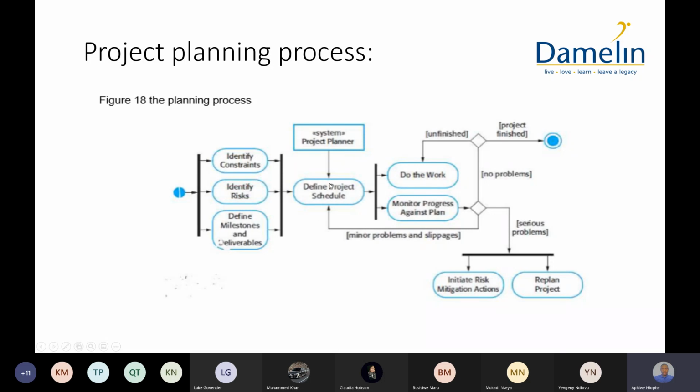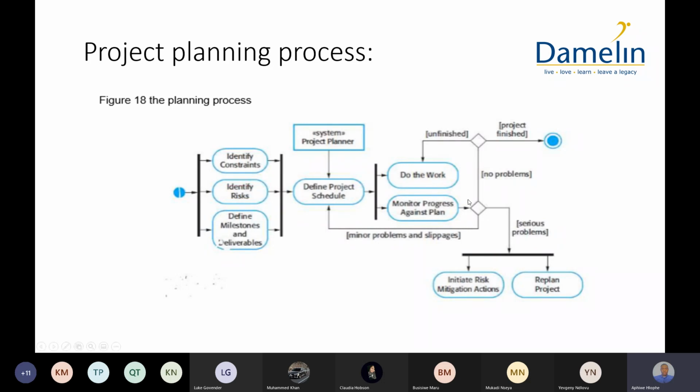Once your schedule is defined, and your schedule simply states, very specifically in terms of the date and number of days, by which time a particular deliverable or milestone must be delivered. Then you do the work, but at the same time, while you're doing the work, you monitor the progress against the original plan. I said that earlier: whenever you're doing the project, you always monitor against the original plan to see if you are deviating or not, okay?